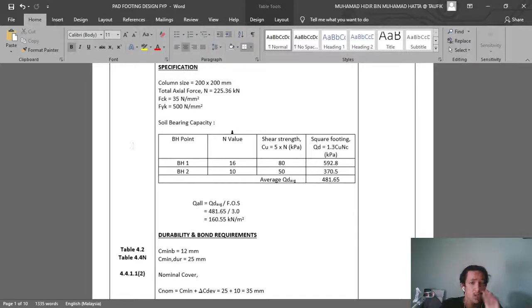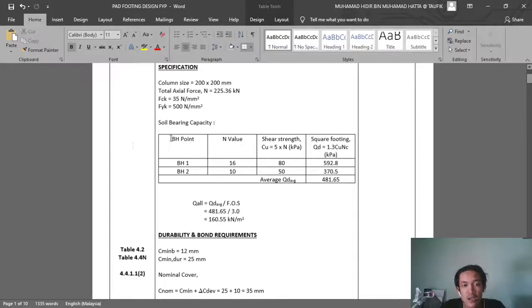If the soil bearing capacity is high, it means that the soil is quite strong to resist all the load transferring from the top. If the value of soil bearing capacity is small, it shows that the soil is weak and can't resist a lot of loads transferring from the top. Then we proceed to the soil bearing capacity calculation.